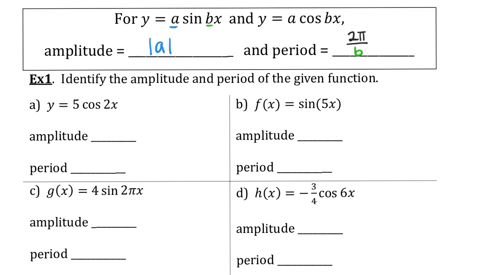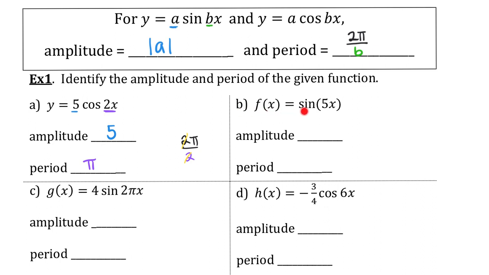Okay, so for example 1, we're going to identify the amplitude and period of the given function. Amplitude should be easy because we did it last time. Amplitude, 5. Normally the period is 2 pi, but if there is a number in front of your x, we change the period. So the period is going to be 2 pi divided by that number, because it's the normal period divided by that factor. So 2 pi divided by 2 is pi. So the period of this new function is just pi. Okay, let's try the next one.